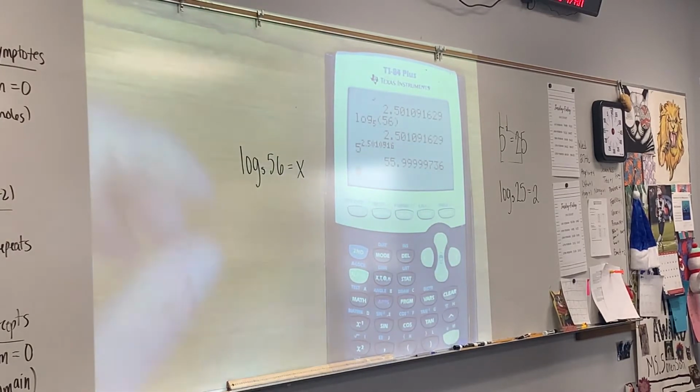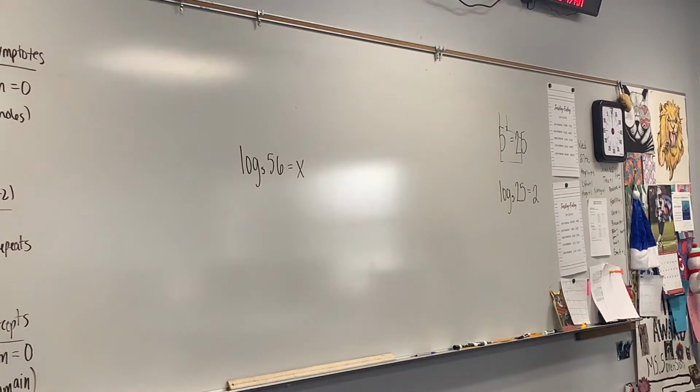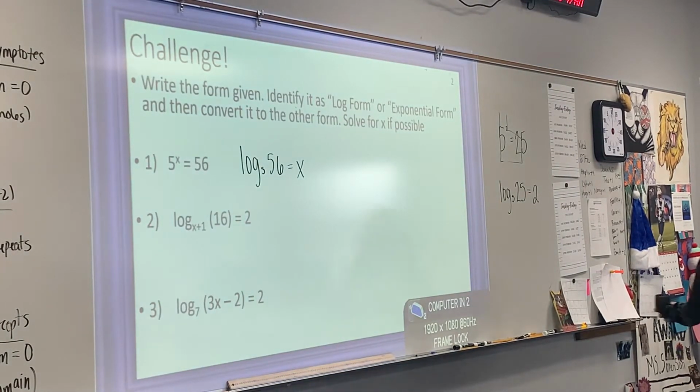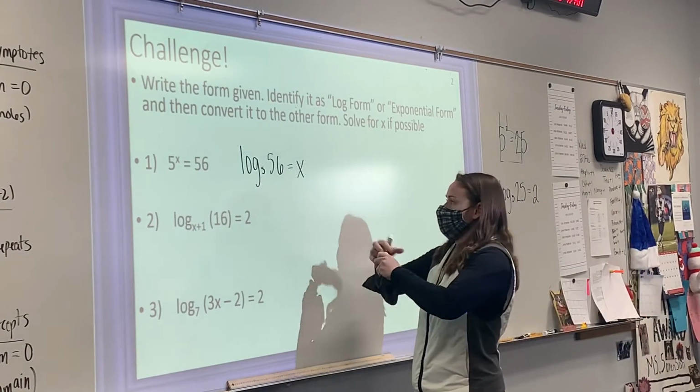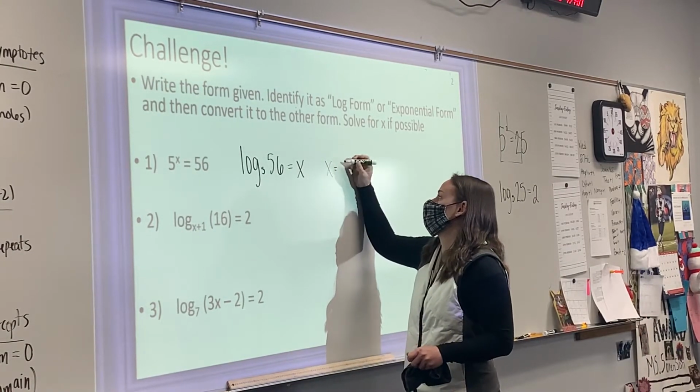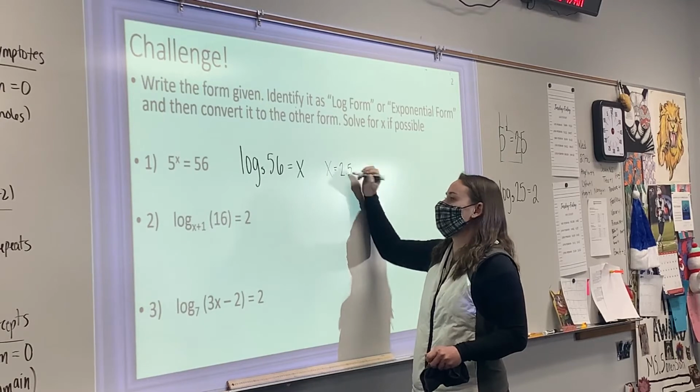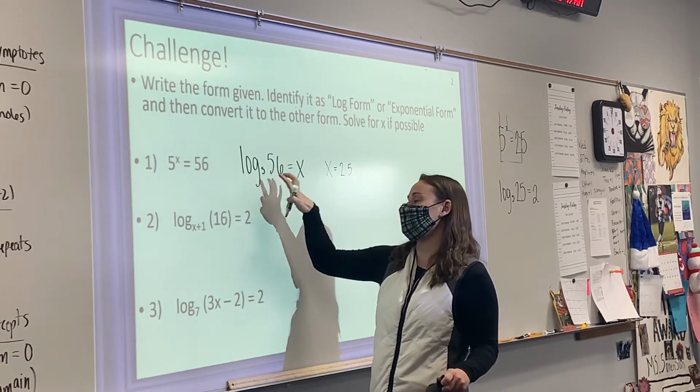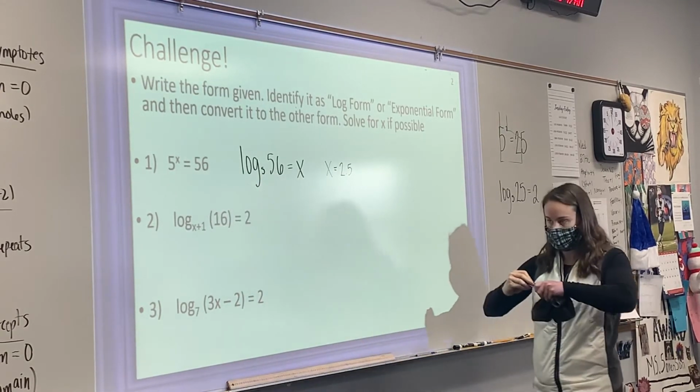All right, let me go back. So we found out that x is equal to roughly 2.5 on the first one. And we did that by converting this into a log and then throwing that in our graphing calculator.